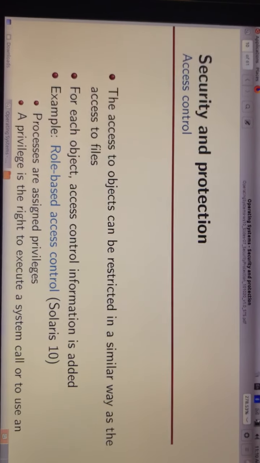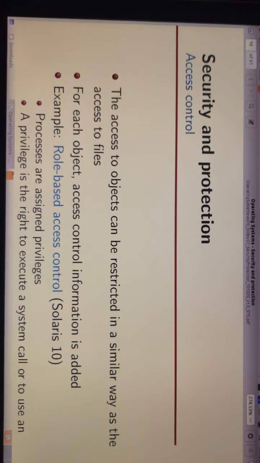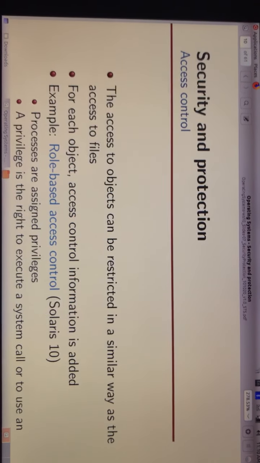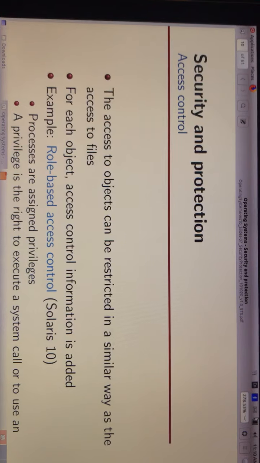The next one is access control. The access to objects can be restricted in a similar way as the access to files. For each object, access control information is added.